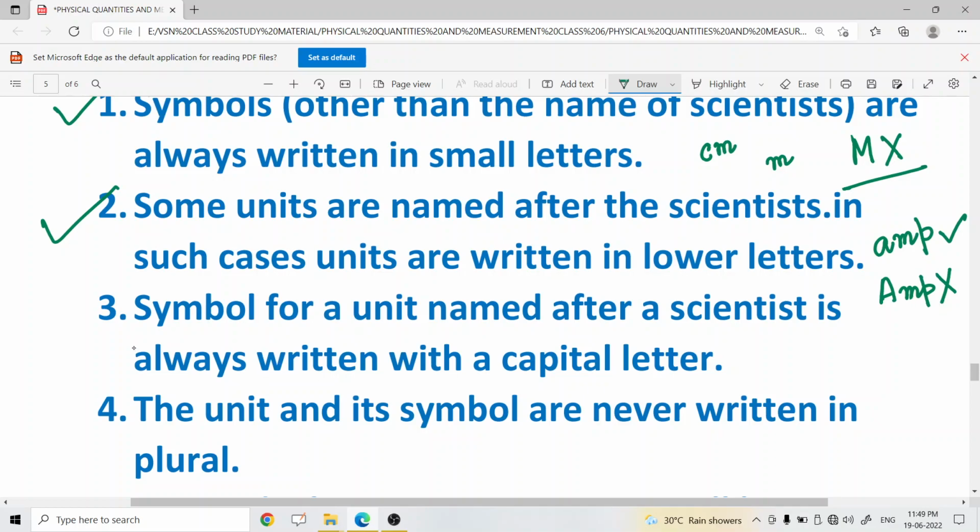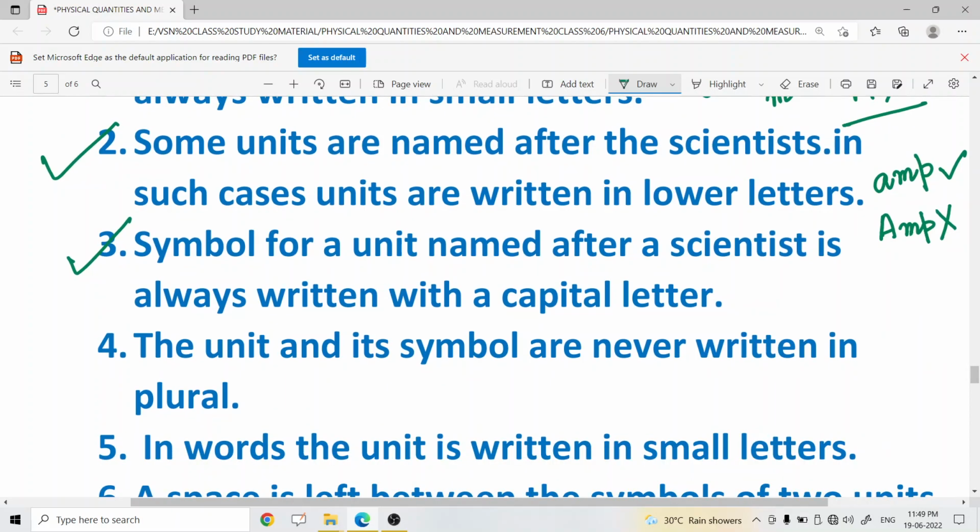Next, the symbol for a unit named after a scientist is always written with a capital letter. Suppose we take force. The SI unit of force is Newton, so you just use capital N. Here Newton is the name of the scientist, so you have to use capital N. Capital N is correct. If you use small n, then it is wrong.